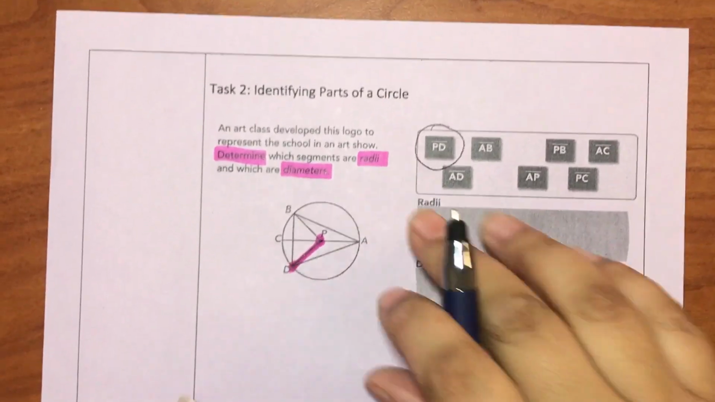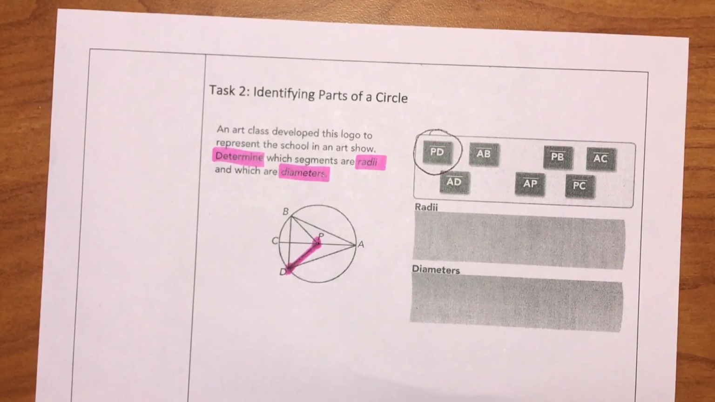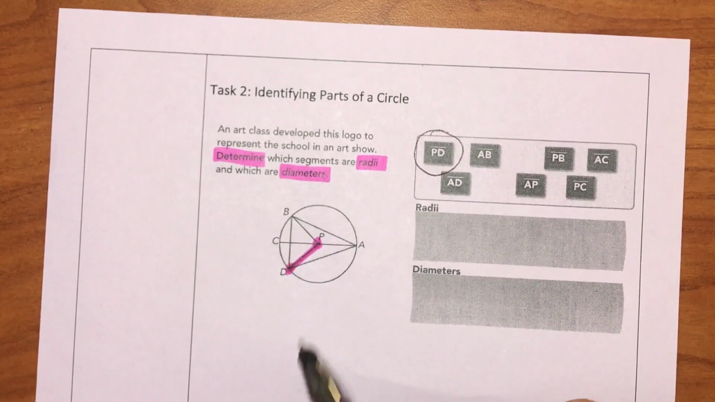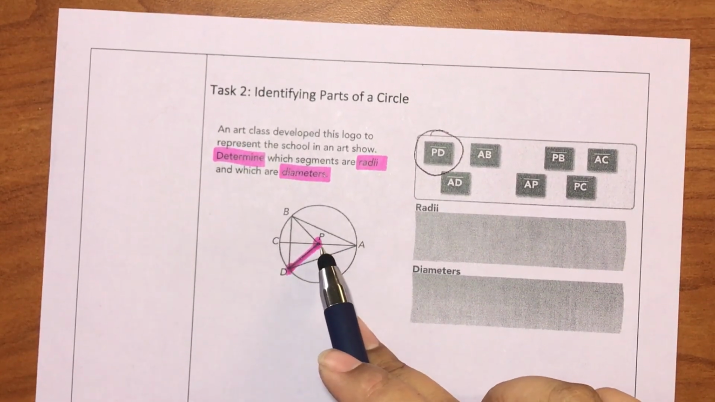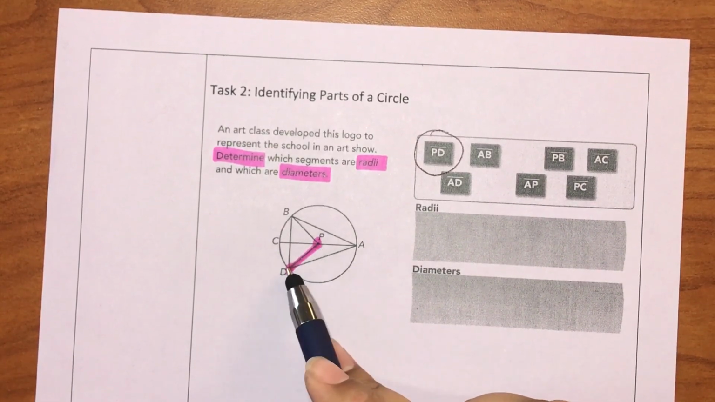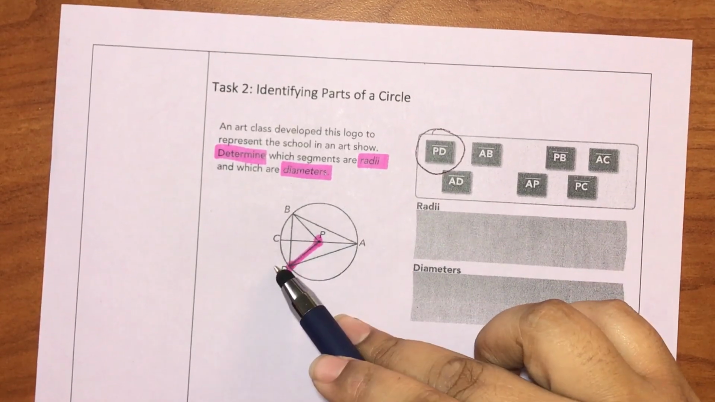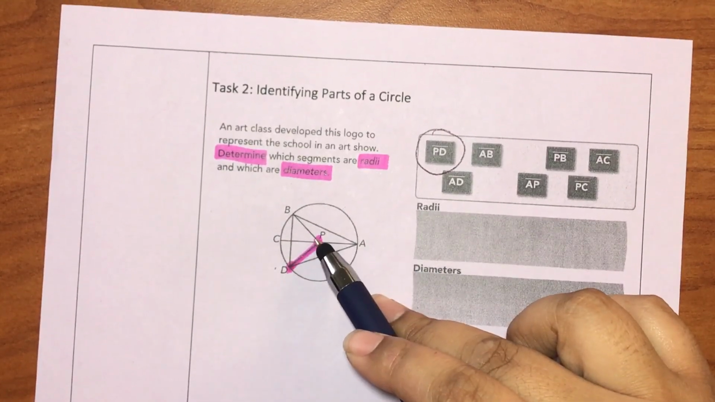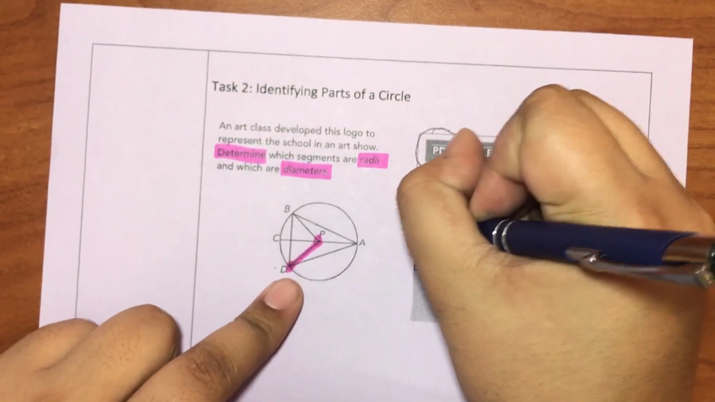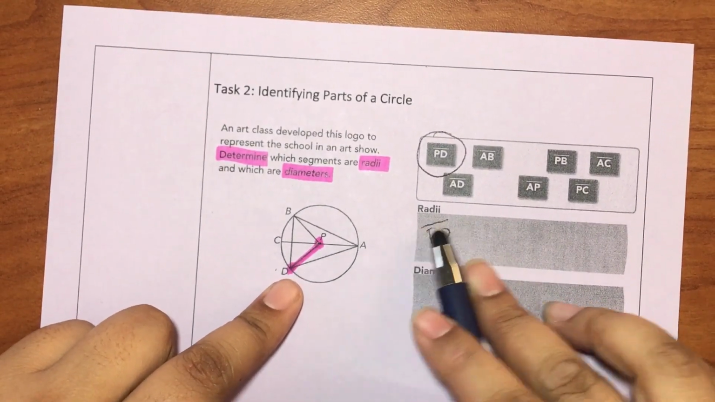Well, the question is, is that a radius or is that a diameter? What do you think? Correct. It is a radius because it only goes from the middle of the circle to one end. If it was a diameter, it would have to go from one end of the circle to the other end through the center. So this is a radius, and we're going to write it here: PD with a little line on top telling us that it is a line segment.